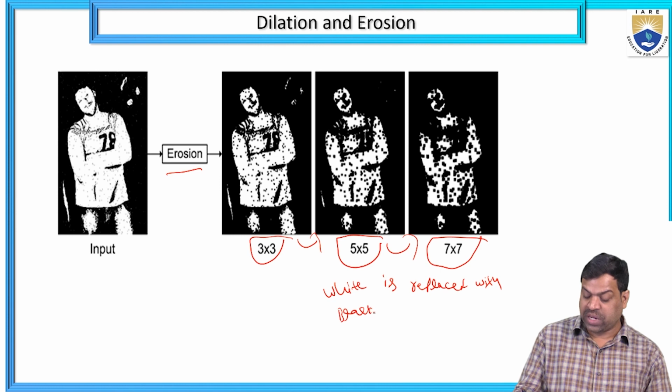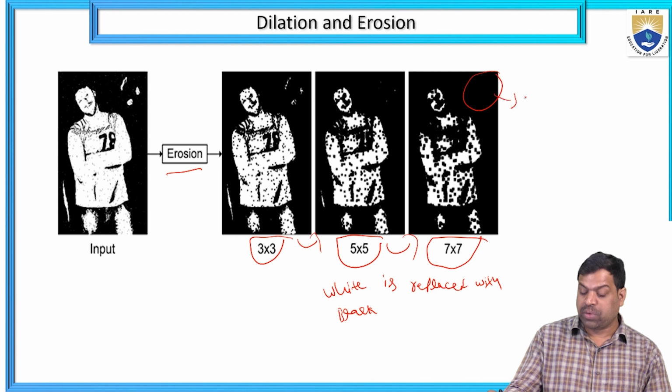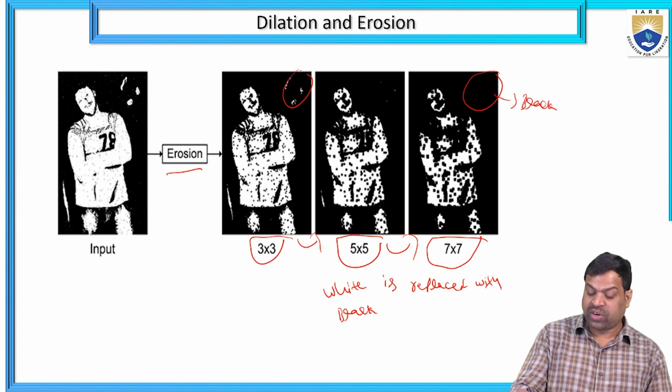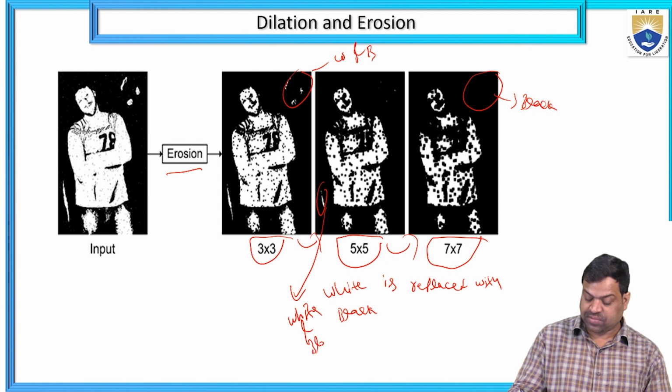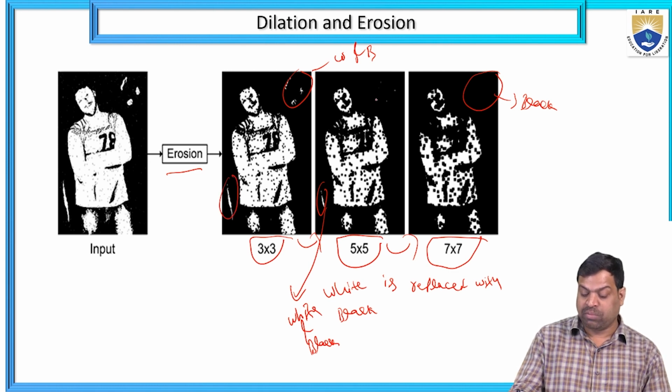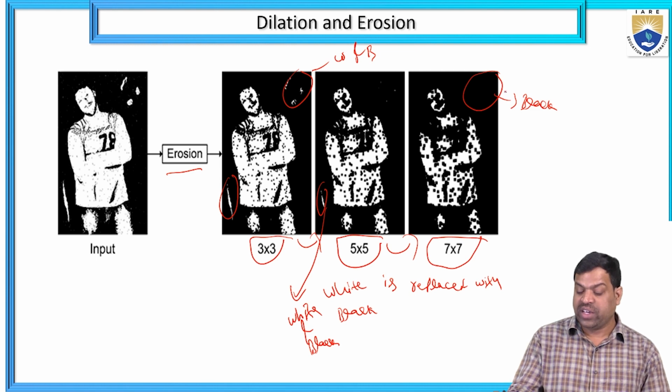White is replaced with black. The number of black lines is increased. So what is the background here? Completely black. But here, white and black are both there. Here, somewhat white and black is there. So here in the background, some white and black is combined. Here the background is completely black in color. Black means no white, that means white removed.